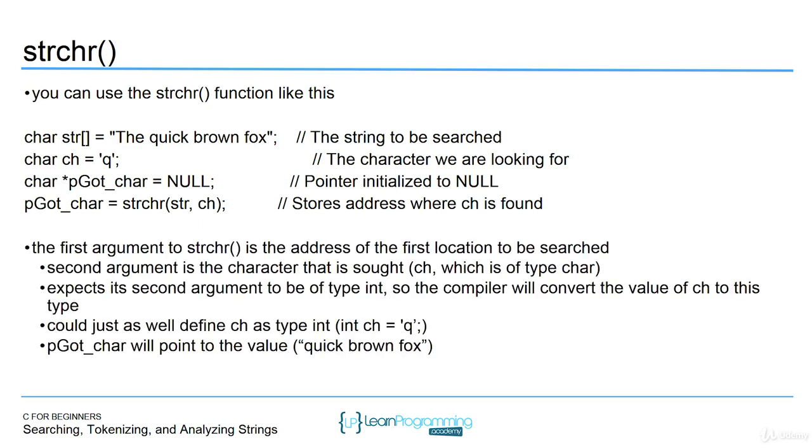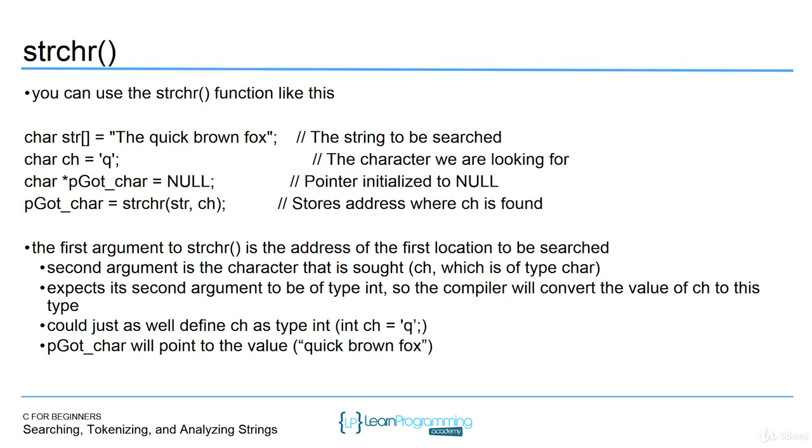So the first argument to strchr is the address of the first location to be searched. That's the search string. Second argument is the character that is sought, the character that you want to look for, a single character. It expects the second argument to be of type int. So technically, strchr's second argument takes int, but the C compiler will automatically convert the char to an int. It will get the ASCII value essentially. So you could actually define the Q, single character, instead of a single char, you could define it as an int. That's just more of a technicality that I wanted you to know about.